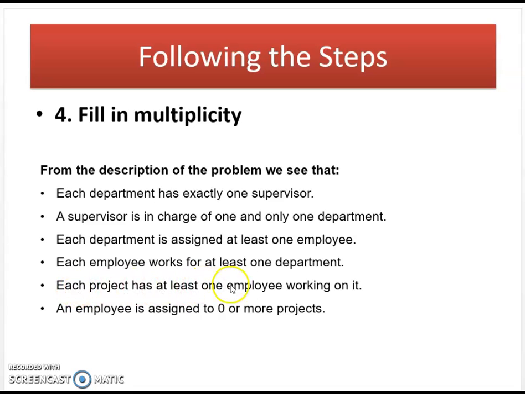Each project has at least one employee working on it, and an employee is assigned to 0 or more projects. That means the relationship between an employee and a project is that an employee works on one-to-many projects, and from the other side, an employee may be on vacation and not work on any project, which gives us a zero-to-many relationship. Let's put this in a diagram.